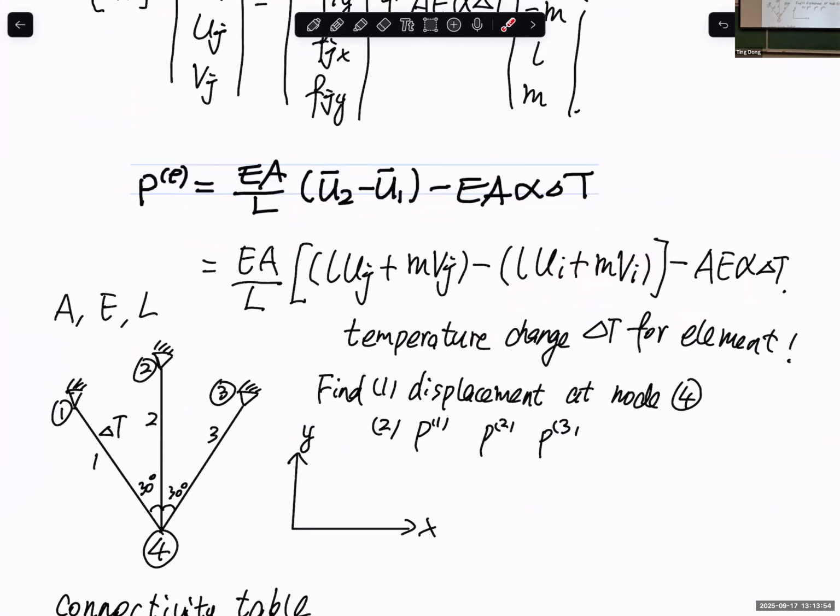Yes, you're correct. So it should be UJ minus UI. Thank you. So there might be some notation difference in the textbook. Sometimes they put the first node at node I, second node at node J, and sometimes we use first node as node 1, second node as node 2. Yeah, you're correct.